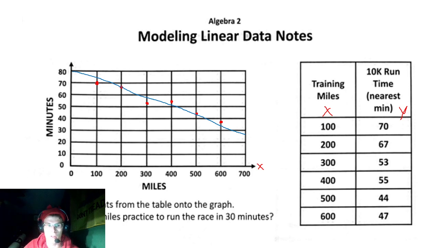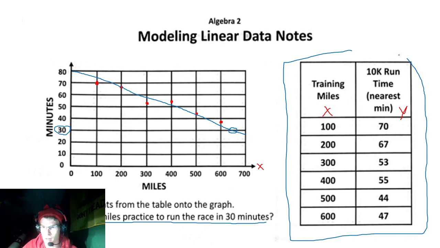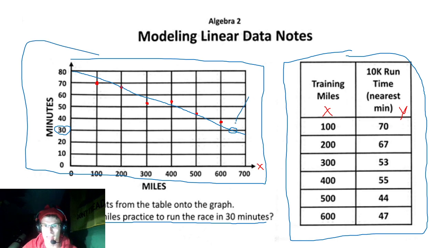So the question is asking us how many miles will we have to practice to run the race in 30 minutes. And based on the trend line I drew, it looks like it will be about 650 miles. So that's why we use trend lines, so we can make predictions based on the set of data that we have. So this data that we already started with, we can use on a scatter plot to make conclusions about future data. So that is why we use scatter plots.